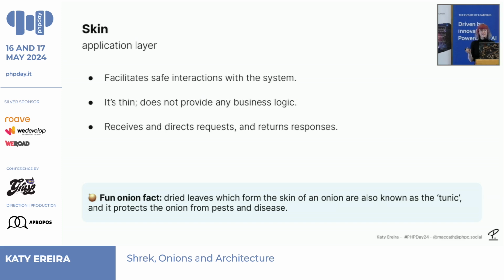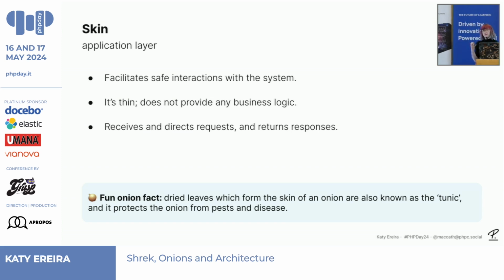The next layer is the skin of the onion. This is the bit that's very papery thin. It dries out. You can peel it off. And this functions as our application layer. It facilitates safe interactions with the internals of the system.